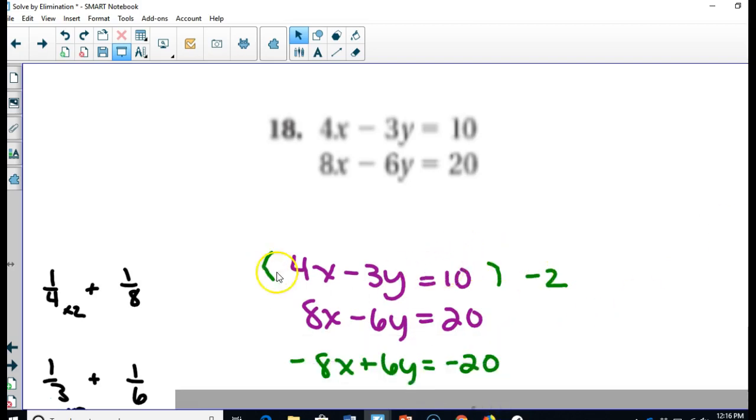I multiplied this equation right here by negative 2 each term, and I get negative 8x plus 6y is equal to negative 20. I didn't rewrite this bottom equation because it's right next to each other. This cancels, and this also cancels, which means I have 0 is equal to 0, and that means infinite solutions.